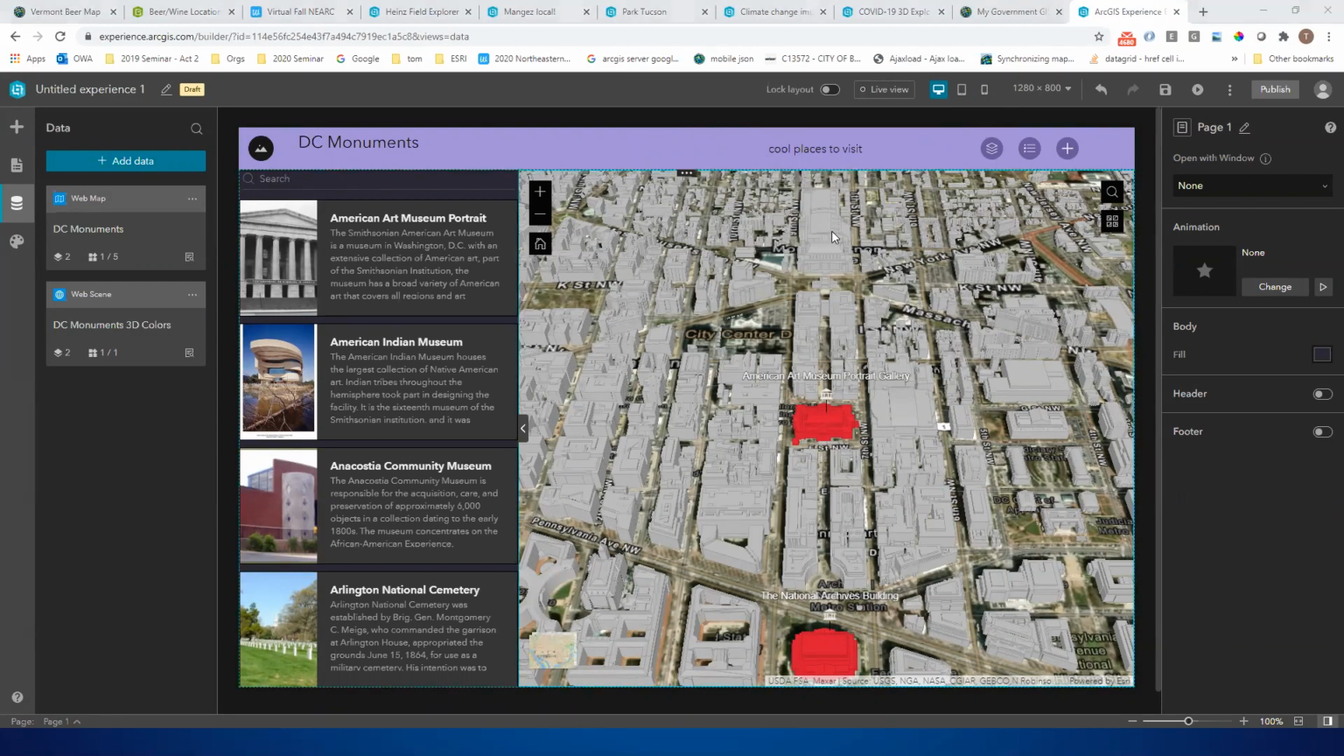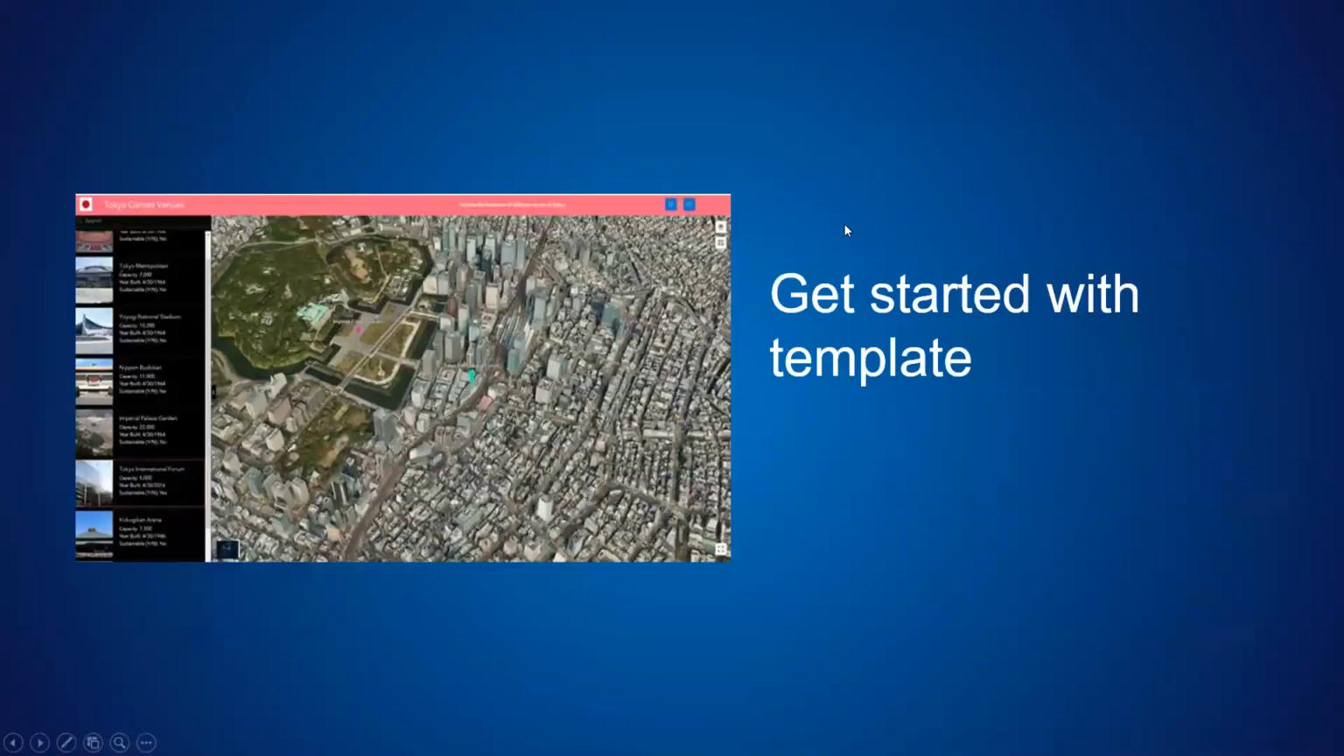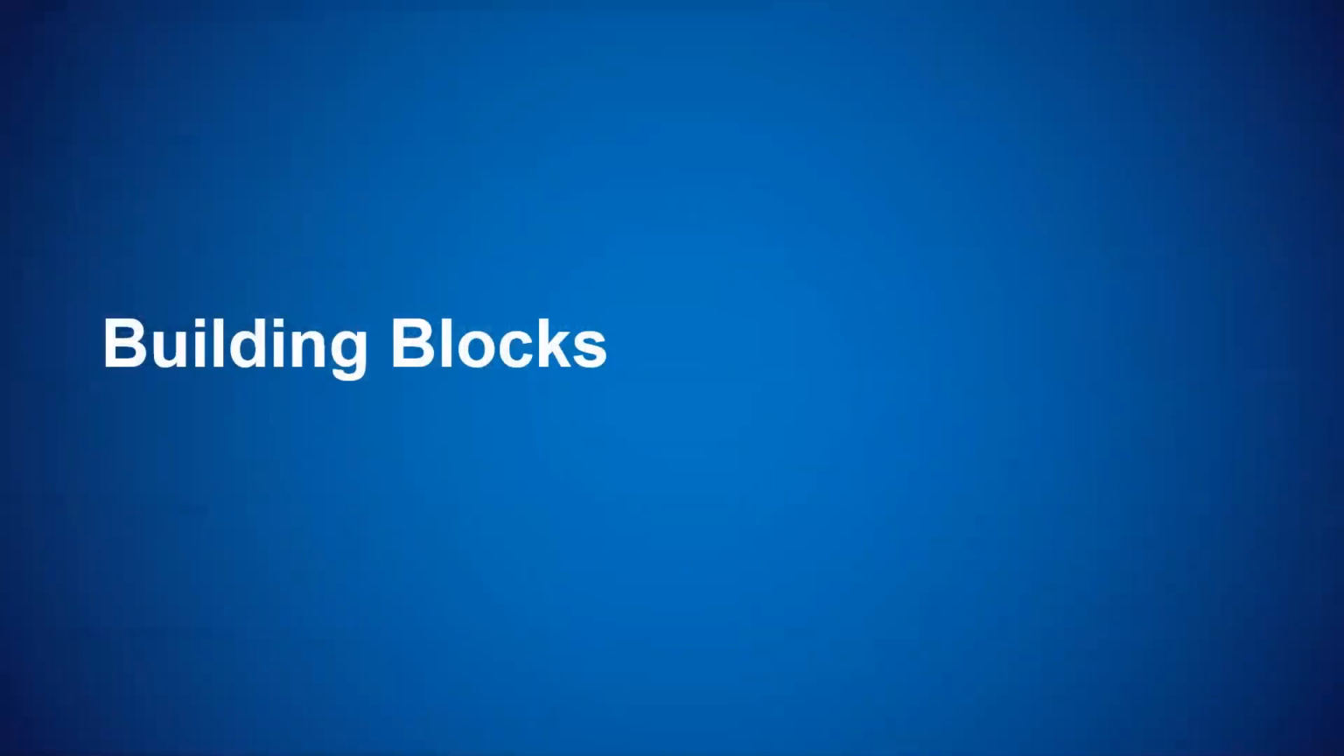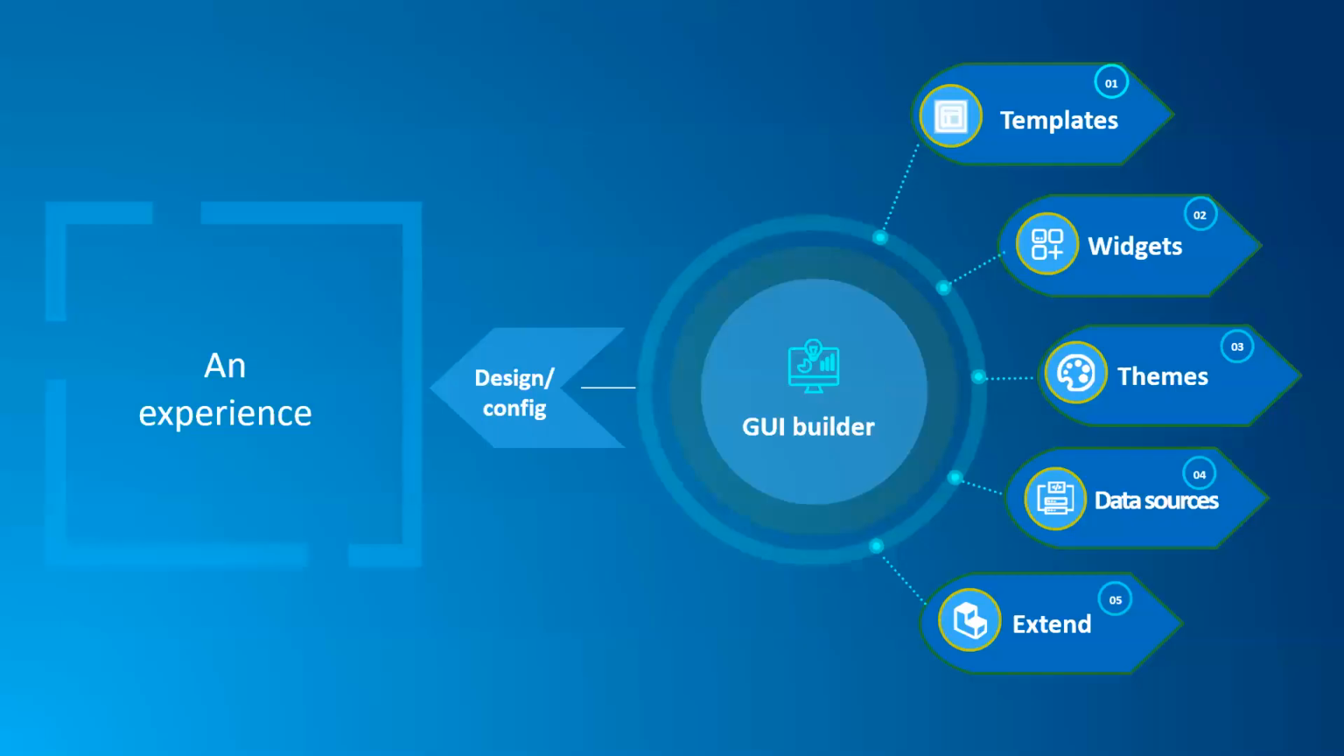All right, let's come back to our PowerPoint. Let's talk a little bit about what we saw. So the building blocks of this, and we've seen a lot of this, so I didn't hit quite all of these. You start with a template. You don't have to start with a template, it could be blank. You add widgets, you choose a theme, you add data sources, and you customize those widgets to interact with the data sources. And you can extend it, of course, in developer mode. And you use the GUI builder to bring all that together to design it. And that's really what helps us build that experience.